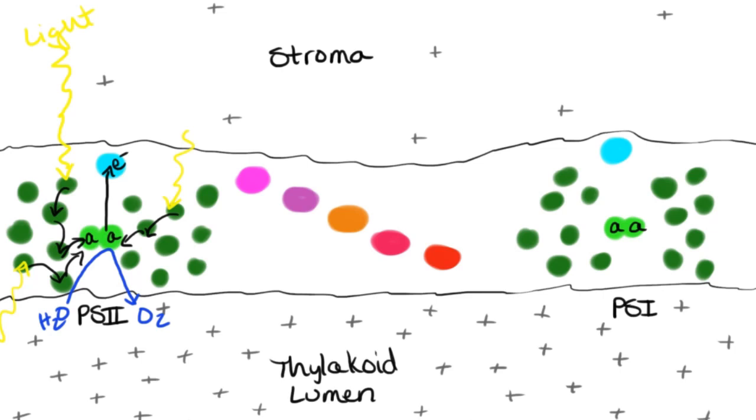If we go back now and talk about this electron, which we have collected in the primary electron acceptor, what is going to happen to that electron now is that it is going to get passed down an electron transport chain. So that would be right here.